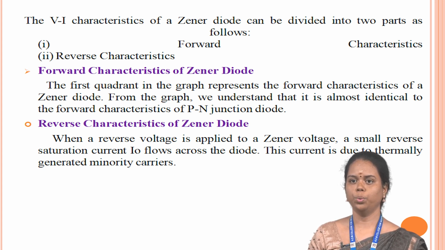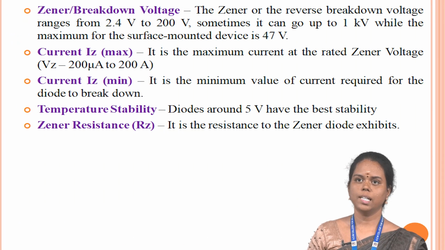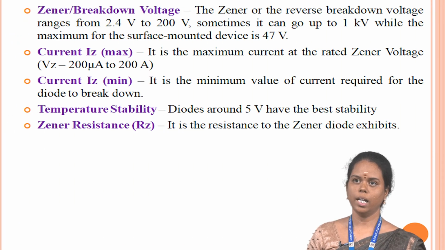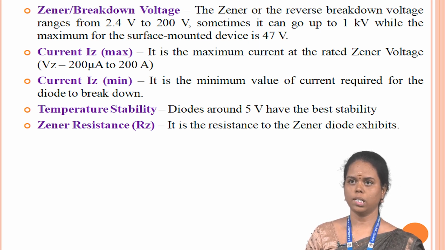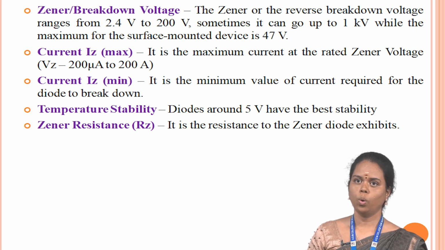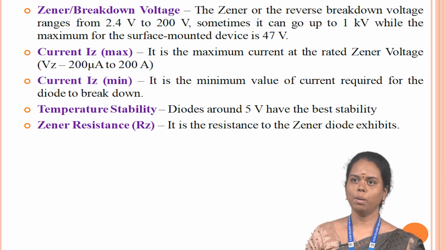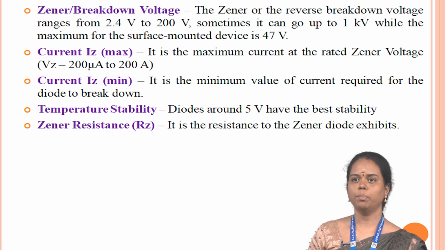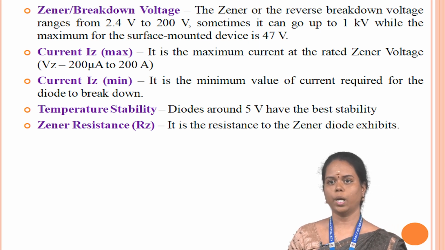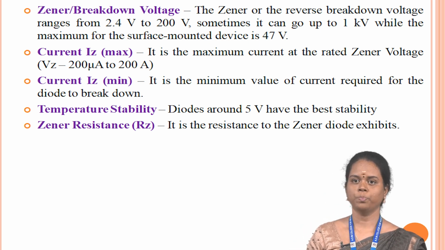This current is due to thermally generated minority carriers. Zener breakdown voltage: the Zener or reverse breakdown voltage ranges from 2.4 volts to 200 volts. Sometimes one maximum of the surface in the devices. Then, current: it is the maximum current at rated Zener voltage. Then, current: it is the minimum value of the current required for the diode to break down.